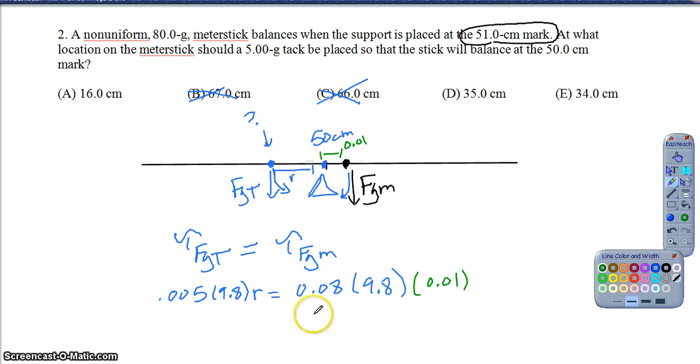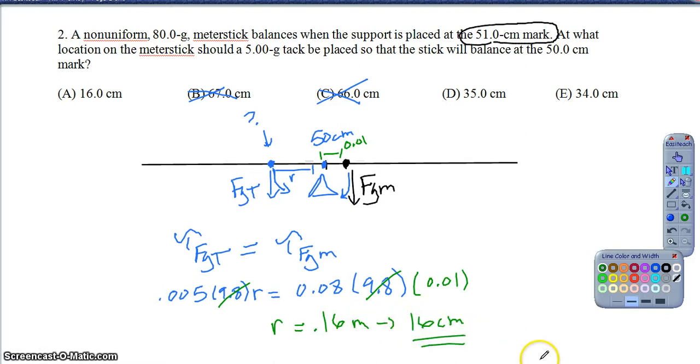But anyway, as soon as I set that up, obviously it's pretty clear to see the 9.8s cancel out if I would like them to, and then I just need to solve for R. So when I solve for R, I end up getting 16, or 0.16, I guess. I get 0.16 centimeters, or meters, excuse me, which is 16 centimeters, right?